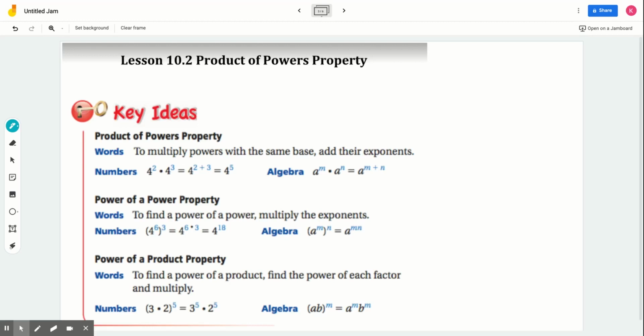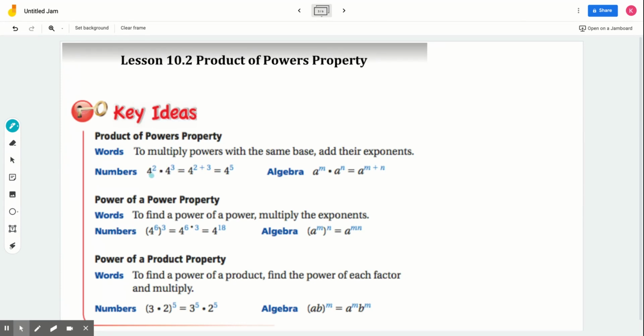Here we're going to take a look at Advanced Math Lesson 10.2, Product of Powers Properties. So there are a few rules here that we're going to talk about. The first one is the product of powers property. To multiply powers with the same base, we add their exponents.